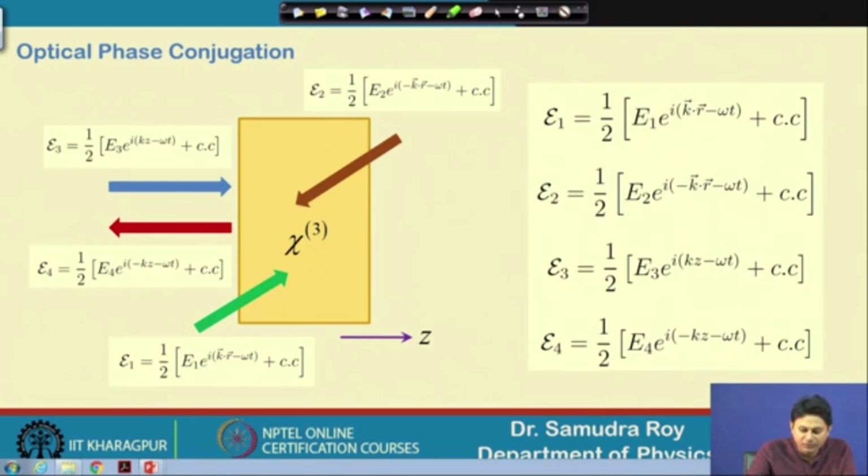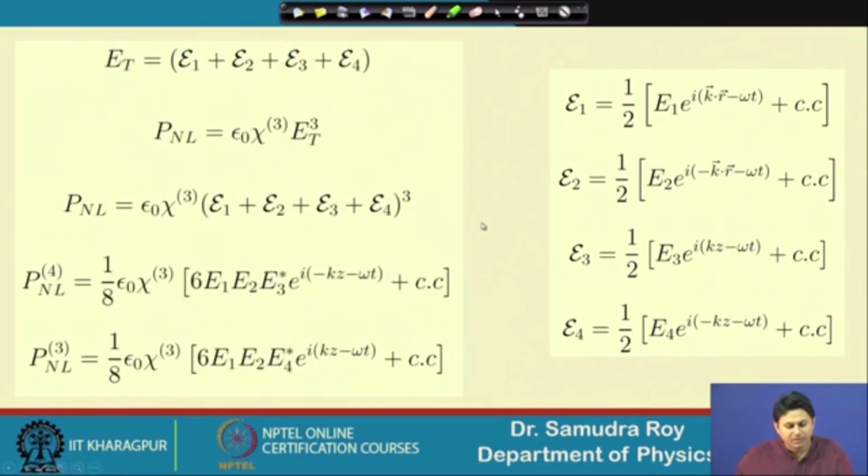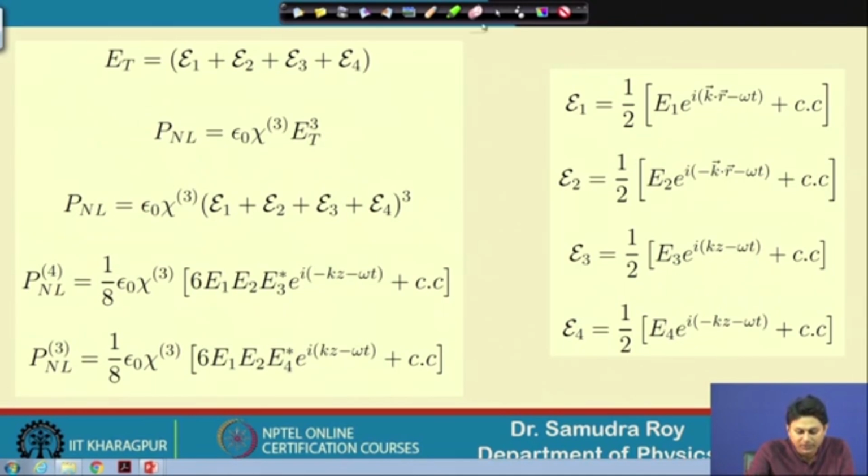So, next thing that we will do, we will use the simple process that we have been using in studying the 4 wave mixing. We need to find out what is the nonlinear polarization. The nonlinear polarization is nothing but epsilon 0 chi 3 times the total field cubed, because this is a third order process. That means the nonlinear polarization inside this system is the cube of E1, E2, E3, E4, where E1, E2, E3, E4 is written on the right hand side.